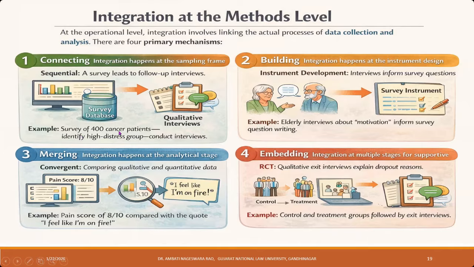Survey of 400 cancer patients, identify high distress. For example, imagine that I have conducted a study on cancer patients. I just want to collect data from the top 10% of the people who are having high stress, and from those who are having less stress. All 400 people are cancer patients. I just want to see those having a high level of stress and a low level of stress. What is making these people experience more stress?